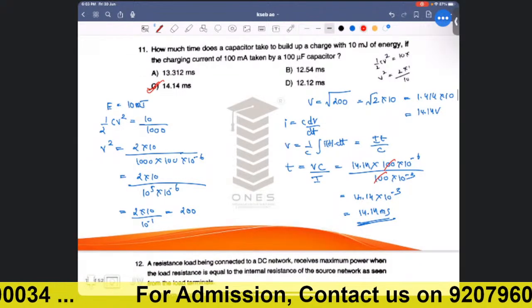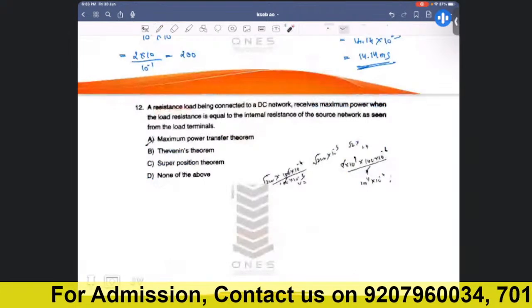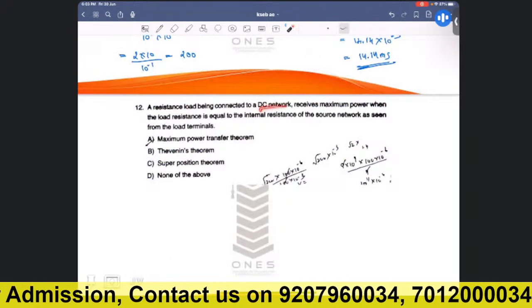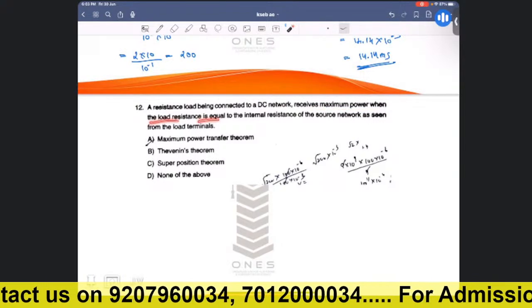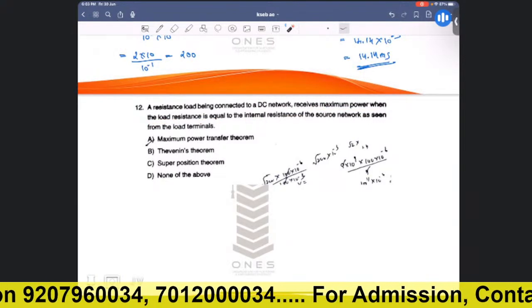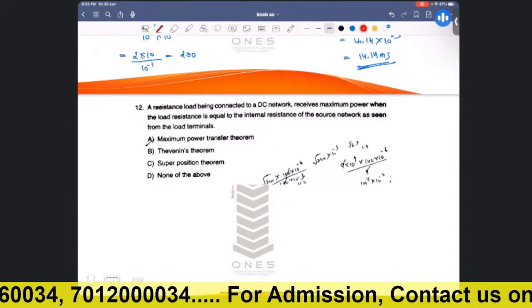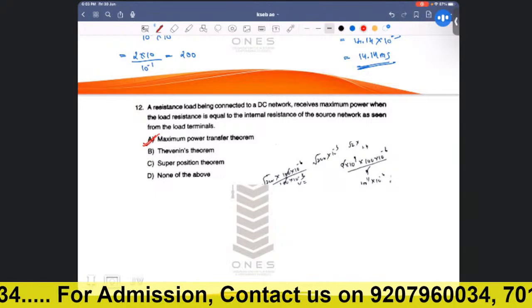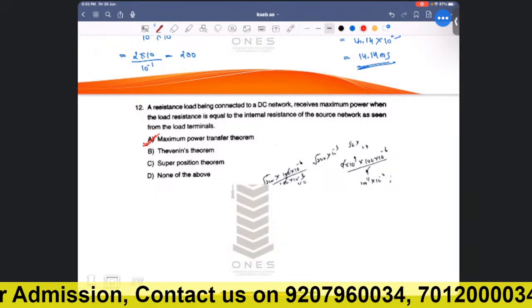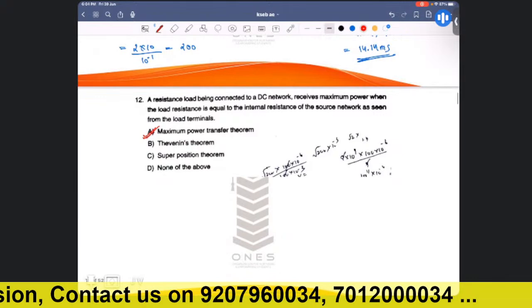Next question. A resistance connected to a DC network receives maximum power when the load resistance is equal to the internal resistance of the source network. What is this? No doubt it is the maximum power transfer theorem. Okay, yes.